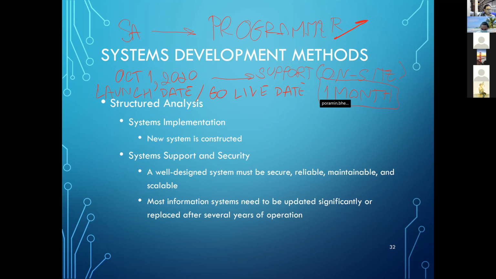After that, you can see that for the system support, we said that a well-designed system must be secure, reliable, maintainable, and scalable. So secure and reliable, that means it must be secure enough from the data being hacked or revealed accidentally or unintentionally. And it must be reliable.